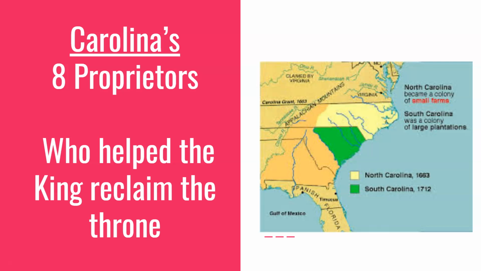Okay. Also, in general, North and South Carolina, even when it was one colony, had a different feel to each region. North Carolina is going to be small farms. South Carolina is going to be large plantations. And so eventually these two are going to split in two. So let's talk about each one here.